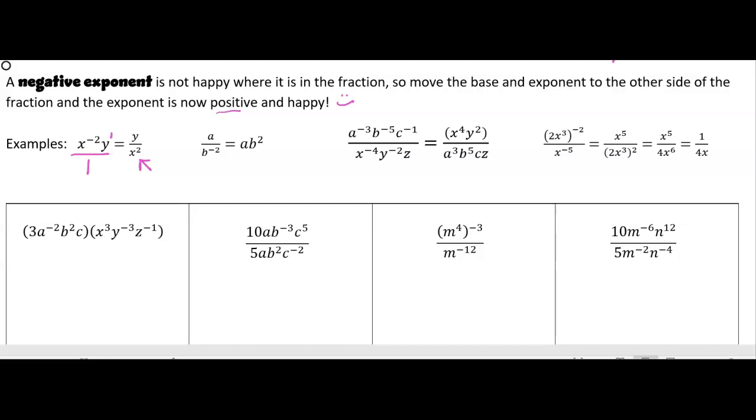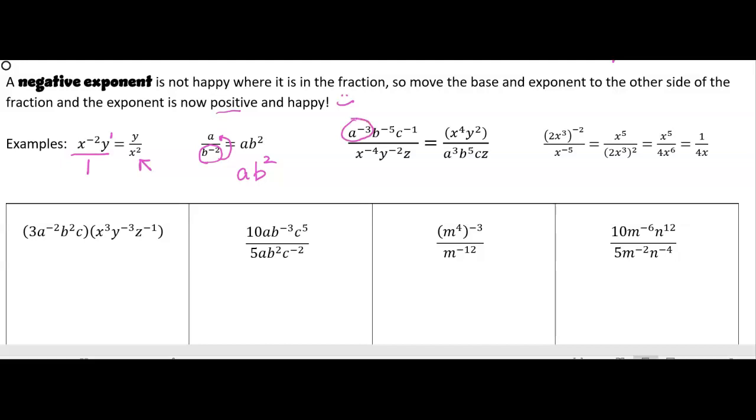Here is the next one. You see b to the negative 2. B to the negative 2 is not happy in the bottom of the fraction. So let's move it up to be with the a, and it becomes a b squared. Now the b squared's happy. Okay, and the next one, we're just shifting everybody that's not happy. We're shifting them to a different place in the fraction.